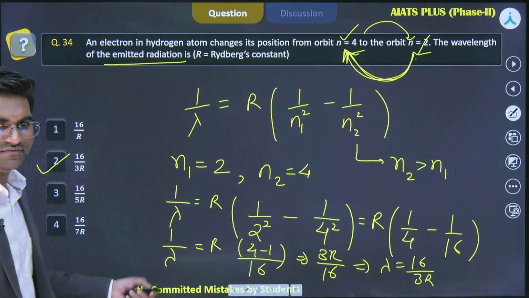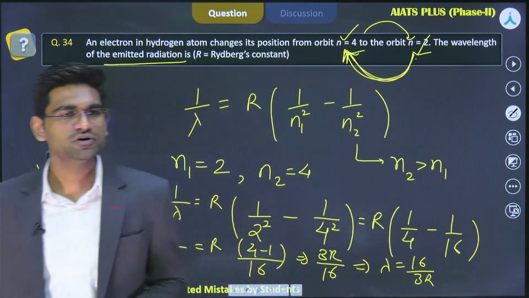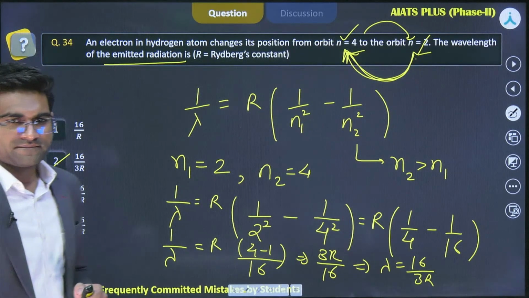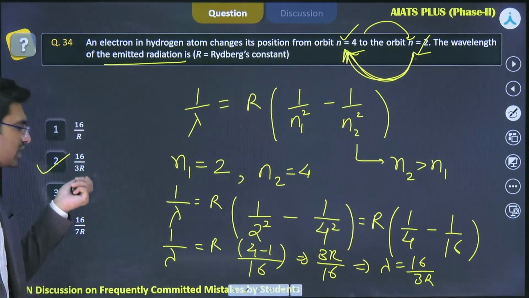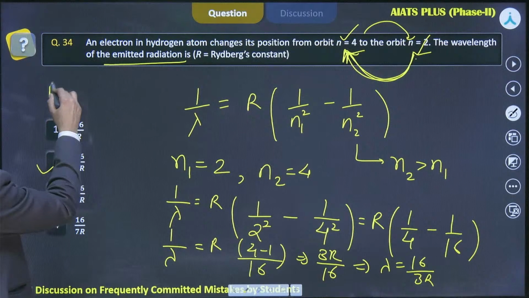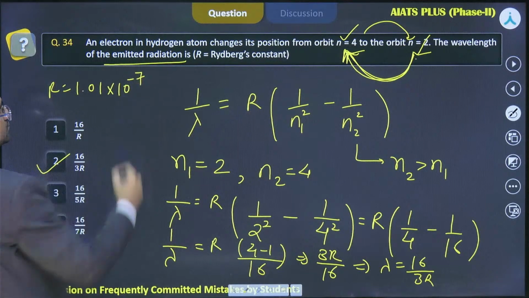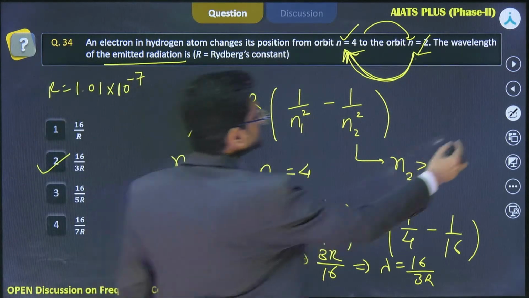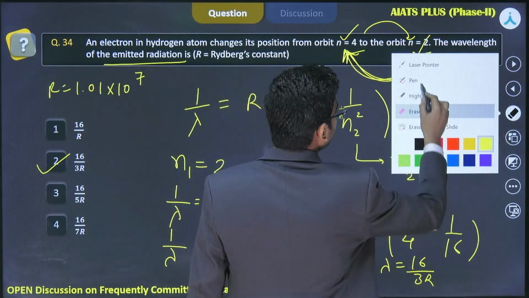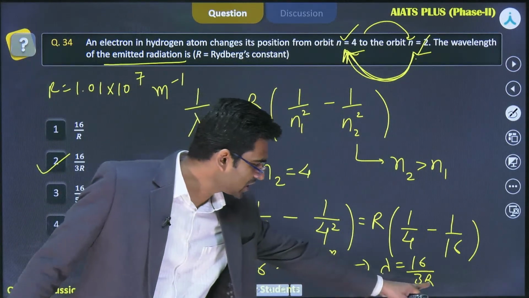The answer is given in the form of R already. But what is the value of R? If I want to calculate the numerical value of option 16 by 3R, then R is actually 1.097 into 10 raised to the power 7, and the unit is interesting, per meter. Obviously, lambda is in meter, so R has to be in per meter.